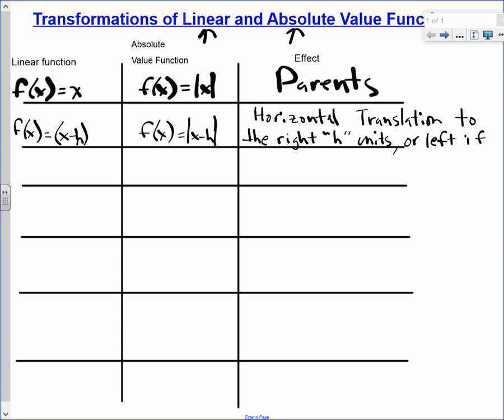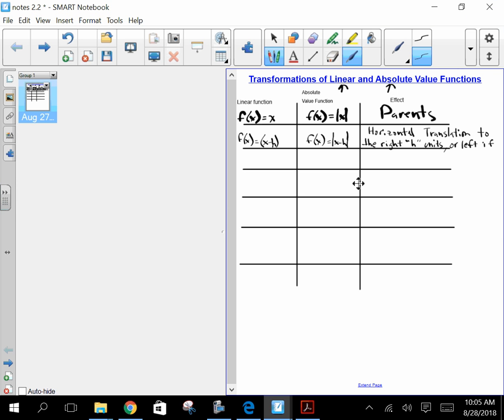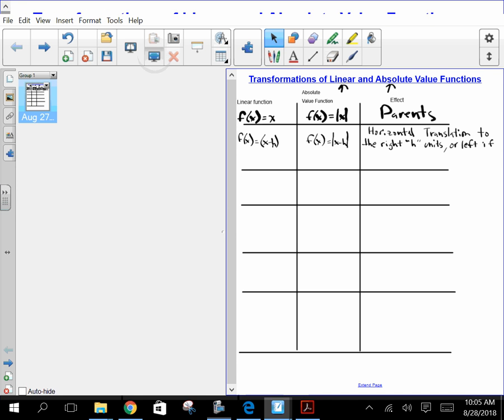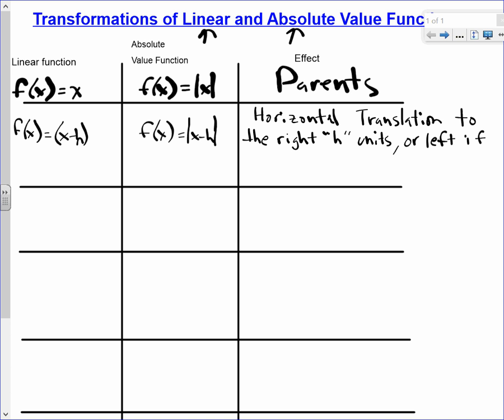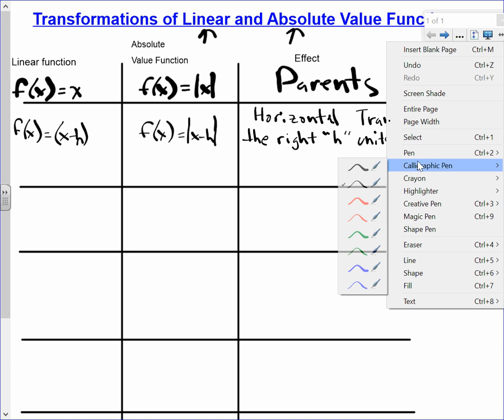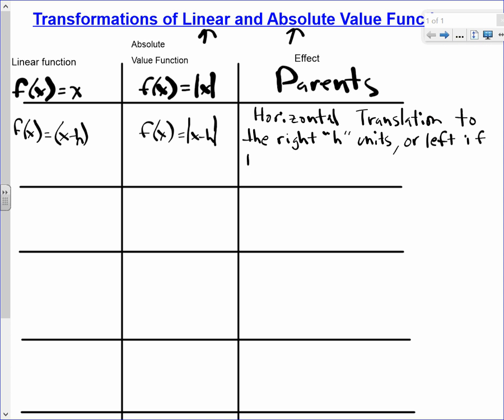If h is positive. Let me move this down here. I'm going to be having a nasty time. If h is positive. Is positive. Okay?